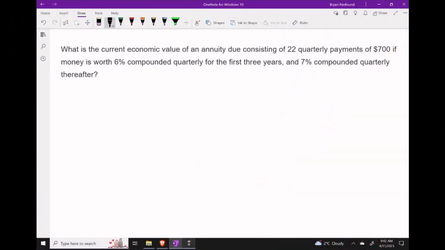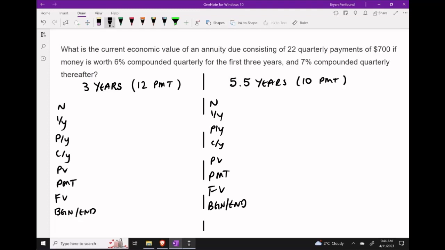What's the current fair market value of an annuity due consisting of 22 quarterly payments of $700? And let's suppose that for the first 3 years it earns 6% compounded quarterly and then 7% compounded quarterly thereafter. So let's divide this question up into two parts.